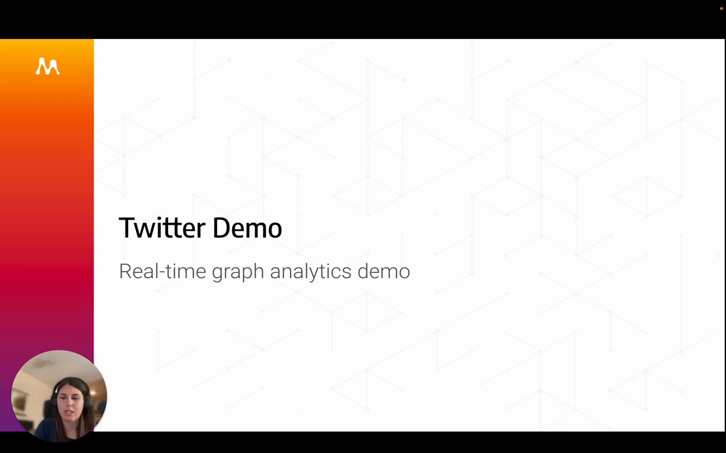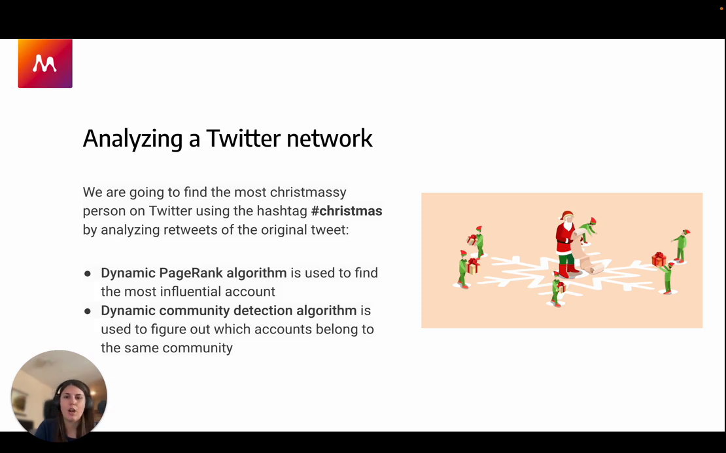So what I did in the demo, this is a Twitter demo that's going to showcase graph-based stream processing. We had a fun game last Christmas, and we used #Christmas on Twitter. We scraped a bunch of data, and we wanted to run dynamic PageRank algorithm and dynamic community detection algorithm on that data. So we wanted to figure out who is the most Christmassy person on Twitter and which accounts belong to the same community.